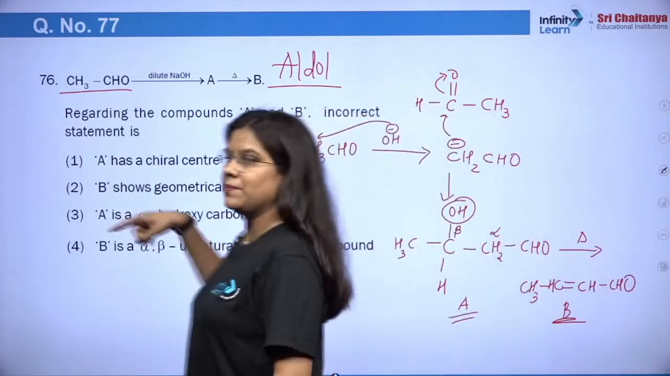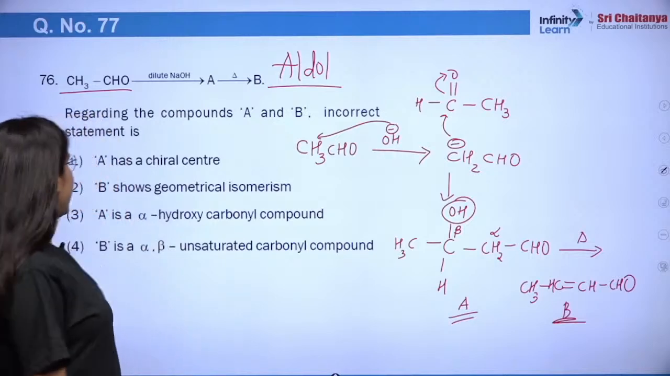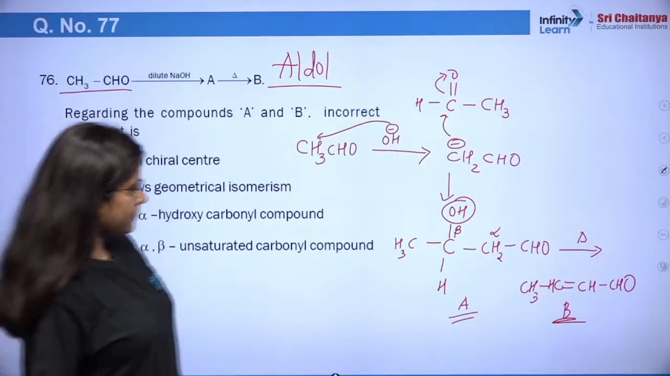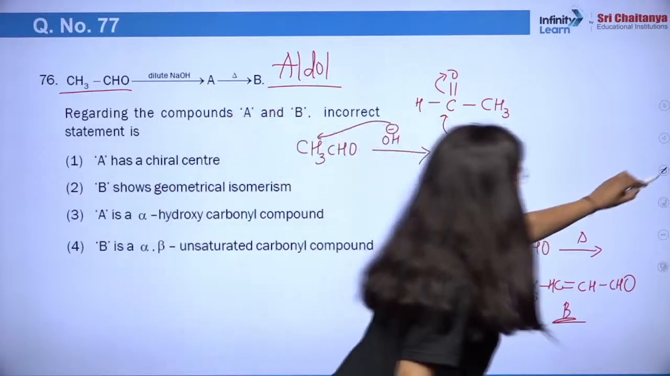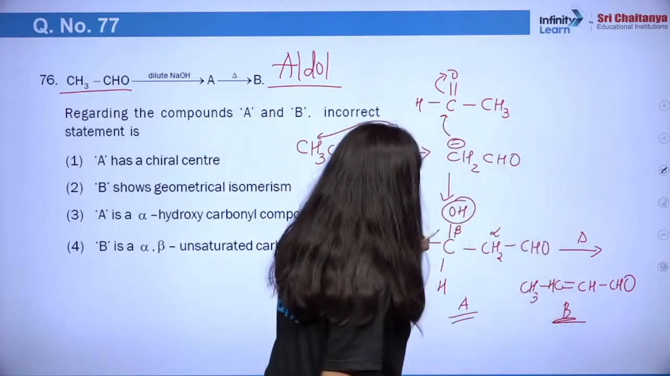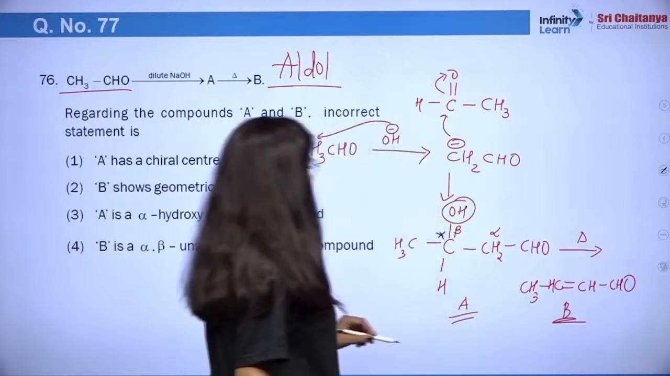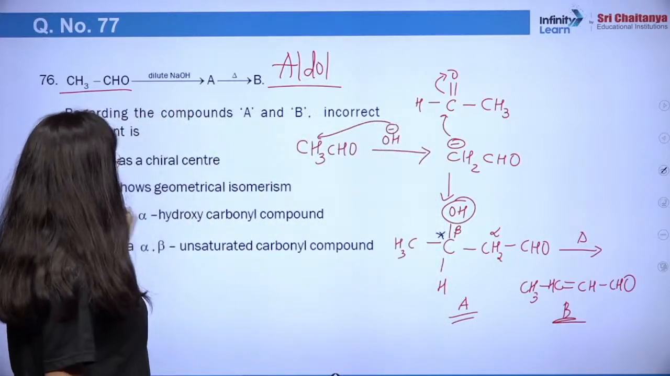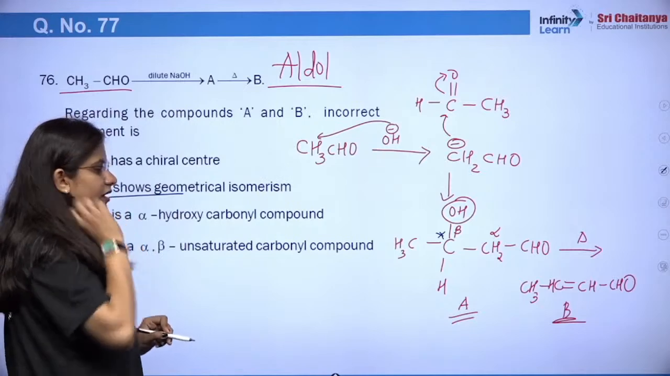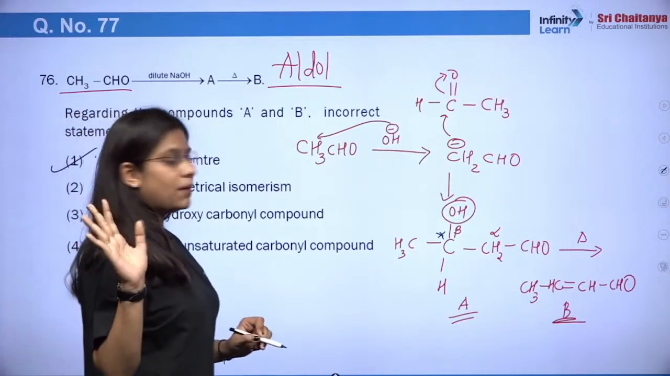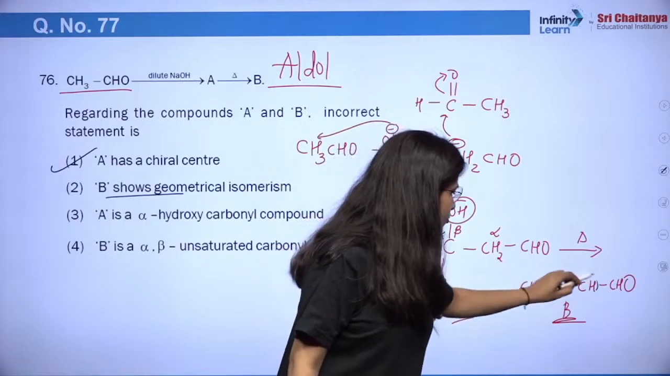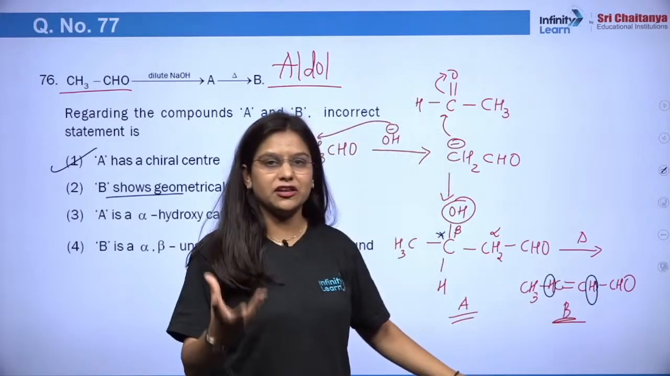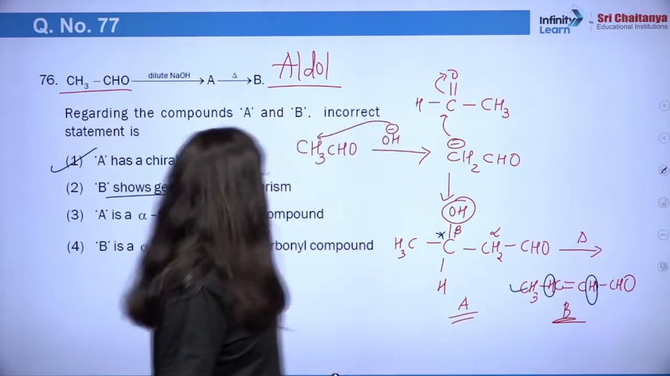Now let us read these points. A has a chiral center. What is this A? A has a chiral center? Yes ma'am. Here we have a chiral center; we can see this is the chiral center here. So this is correct. B shows geometrical isomerism. For geometrical isomerism we need a double bond. So this is B. Yes, it will show, we have two hydrogens here, so they can be arranged cis or in trans form. So this is also correct.